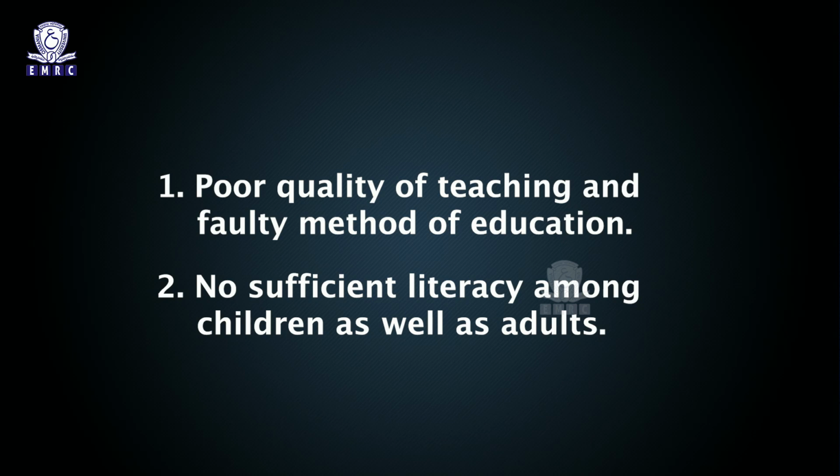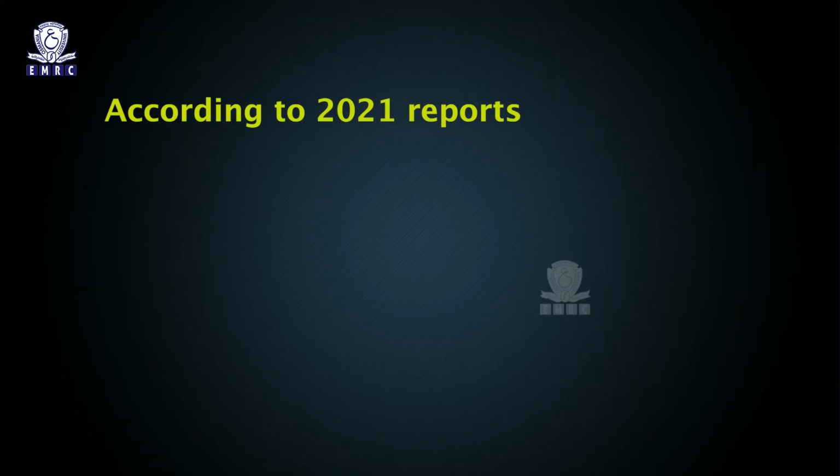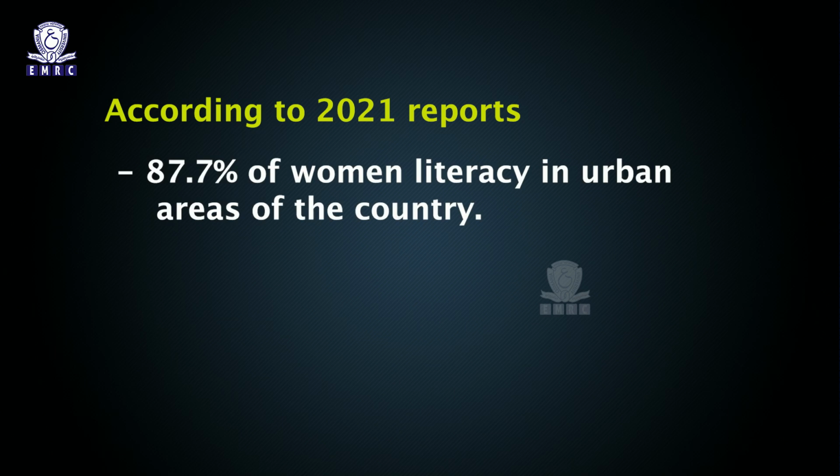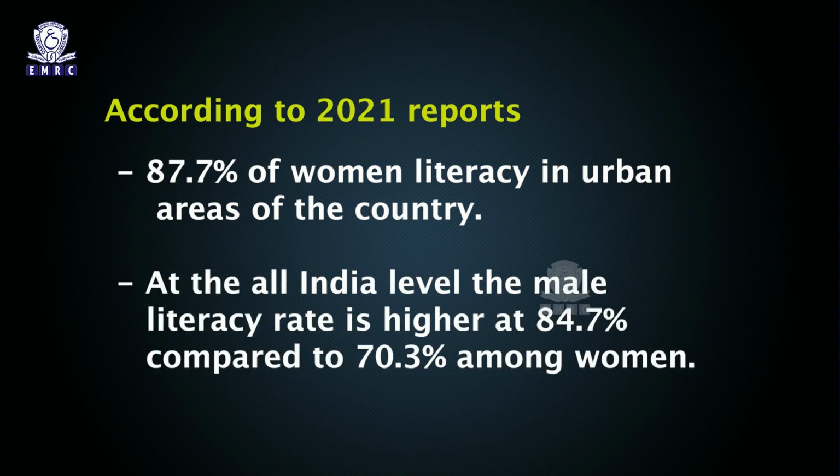2. There is no sufficient literacy among children as well as adults. The problem of illiteracy among women in our country is worse. According to 2021 reports, there is 87.7% of women literacy in urban areas of the country. At the all India level, the male literacy rate is higher at 84.7% compared to 70.3% among women.